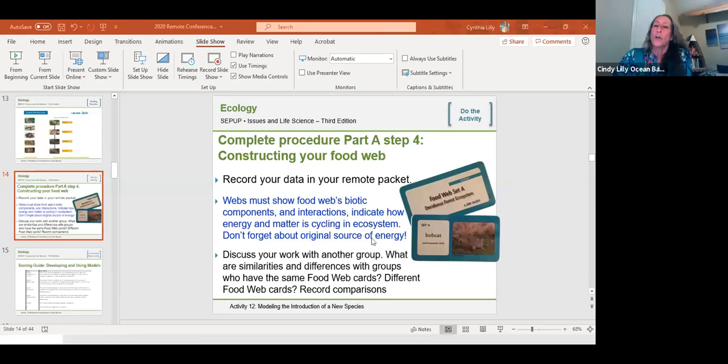All right. So what they're doing now is their webs have to show biotic components and the interactions, and also that they're showing energy and matter and how it's cycling through the ecosystem. And really grateful that the sun is part of this. When the kids are doing this face to face, that's something we have to mention. Don't forget about the original source of energy.